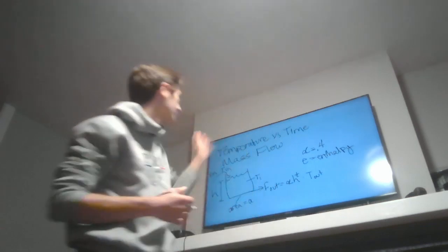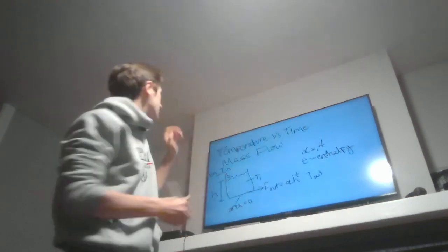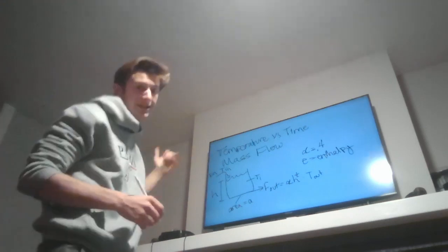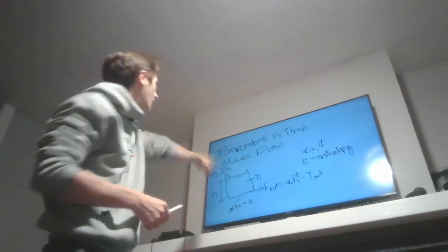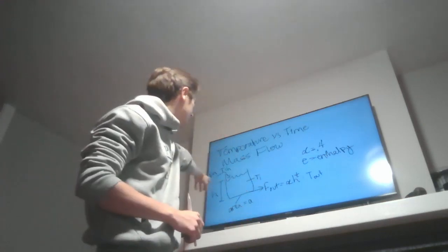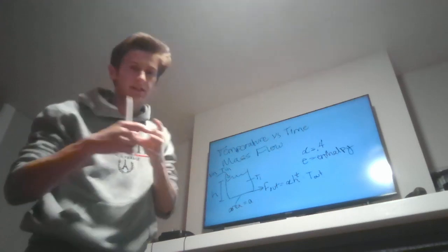Here is my part one for the temperature versus time mass flow. So right here is the system, and Fn is the flow rate going into the system. Tn is the temperature of the particles going into the system. Ti is the temperature in the system. H is the height of the water. The area is A, the area of the system, like the cross-sectional.